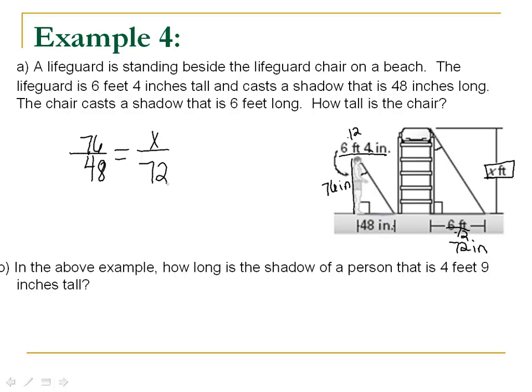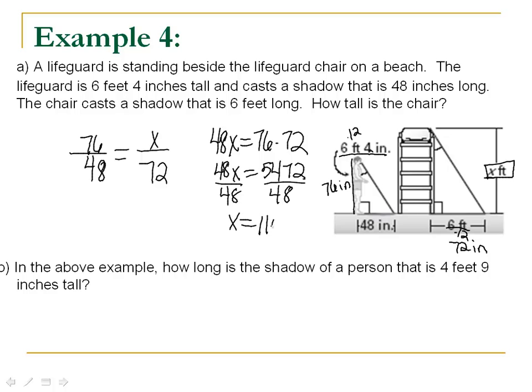So we're going to use the cross products property here. 48x equals 76 times 72. So I have 48x equals 5,472. Divide both sides by 48. And x equals 114, and that was in inches. But remember, we wanted our answer to be in feet. So I'm going to take my 114 and divide it by 12. And that gives me about 9.5 feet. So my answer is about 9.5 feet.